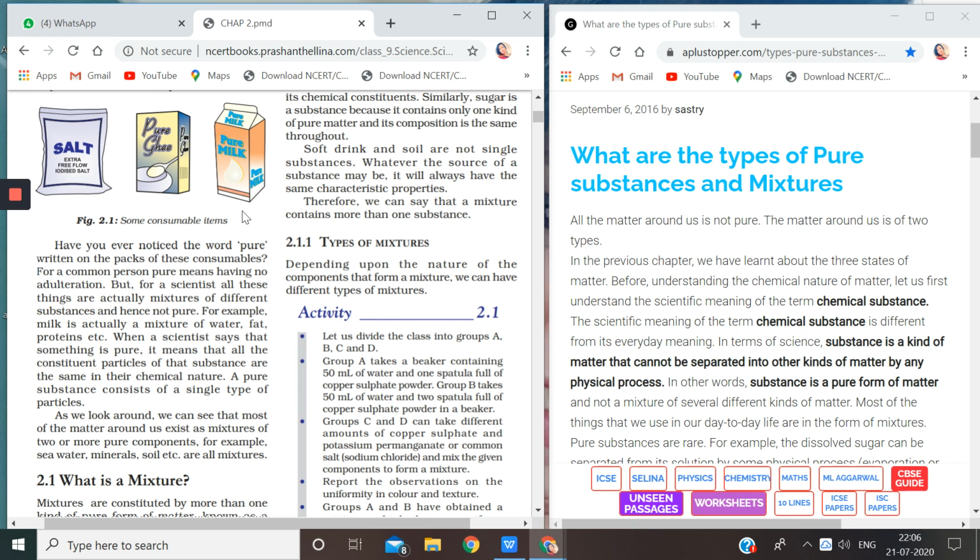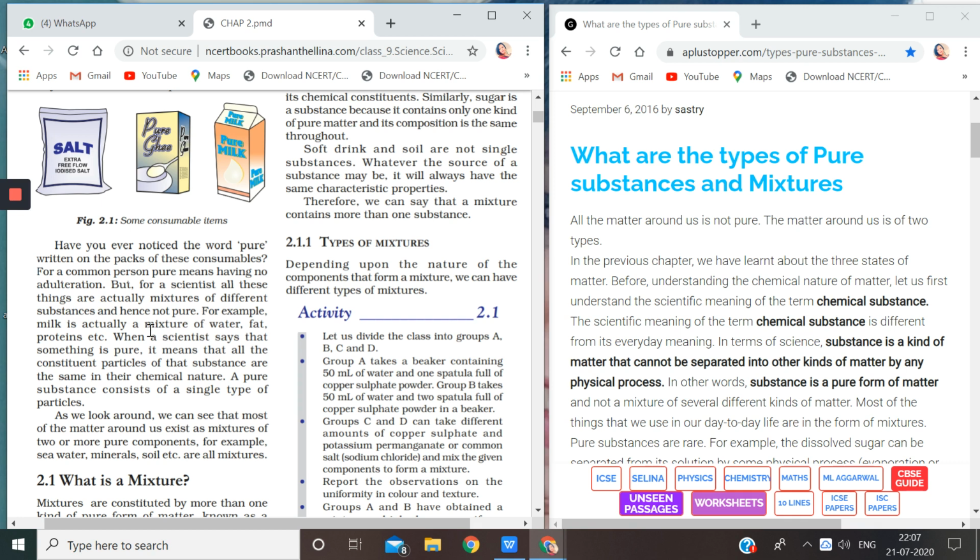So children, in your book, let me further read it out for you. Have you ever noticed the word pure written on the packs of these consumables? For a common person, pure means having no adulteration, right? As I told you, for a common person, pure means no adulteration. But for a scientist, all these substances are not pure.